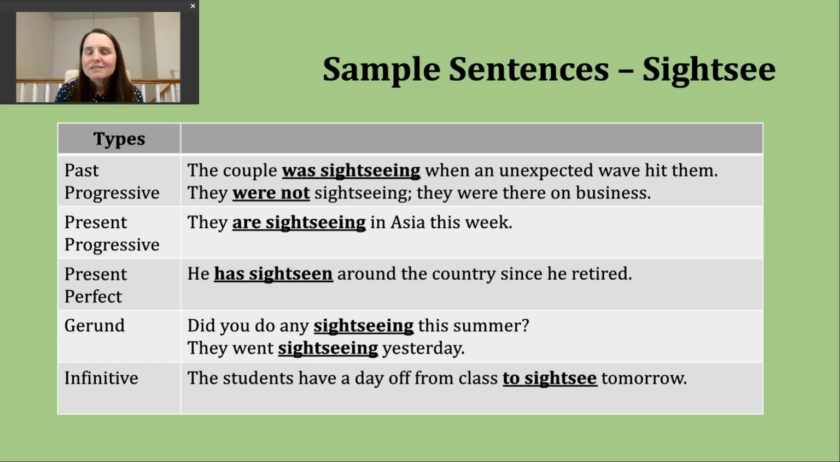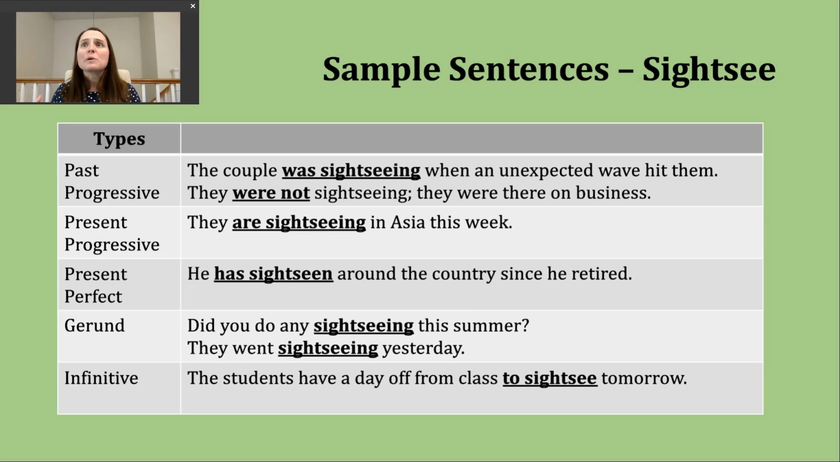So I always like to remind my students, gerunds start with G, and so they're going to have that ing form. It's easy to get gerunds and infinitives confused. So first example, did you do any sightseeing this summer? Okay, here's the simple past tense question, a yes or no question. My verb is do, and then we've got that activity, sightseeing. Okay, second example, they went sightseeing yesterday. My verb here is went. That's the past tense form of go.